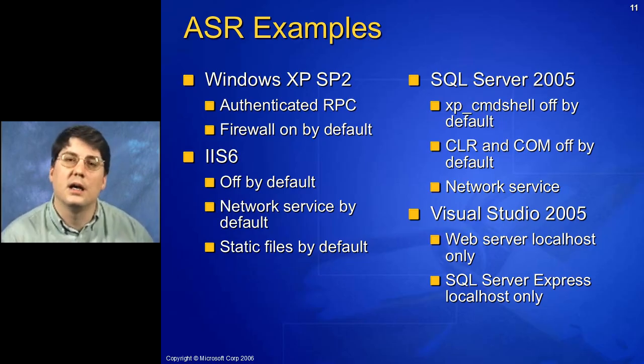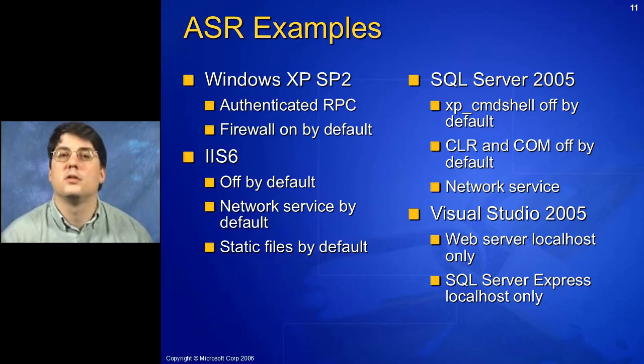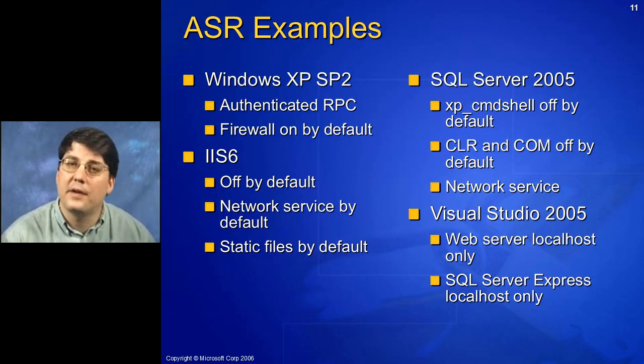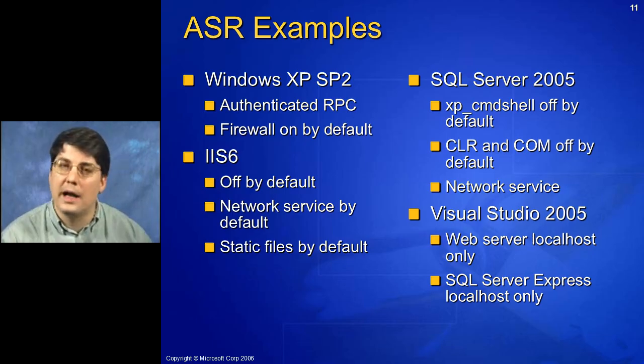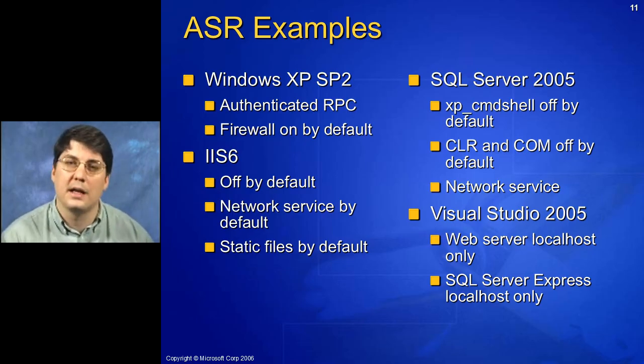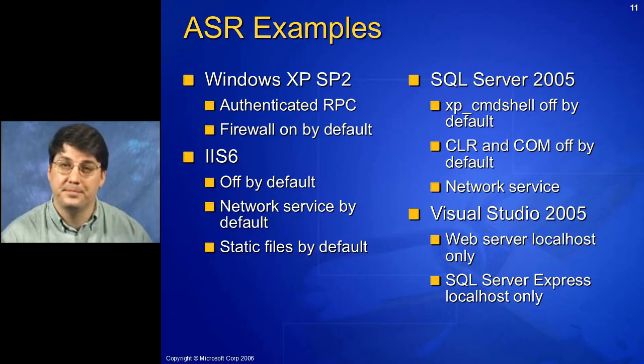IIS 6 is now off by default in Windows Server 2003. Contrast that with IIS 5 on Windows 2000. Certainly, having a big set of code on by default provided some leverage that attackers could attack. It runs as a network service by default, and it only serves static files by default, all limiting the amount of code that a third party, an attacker, can execute.